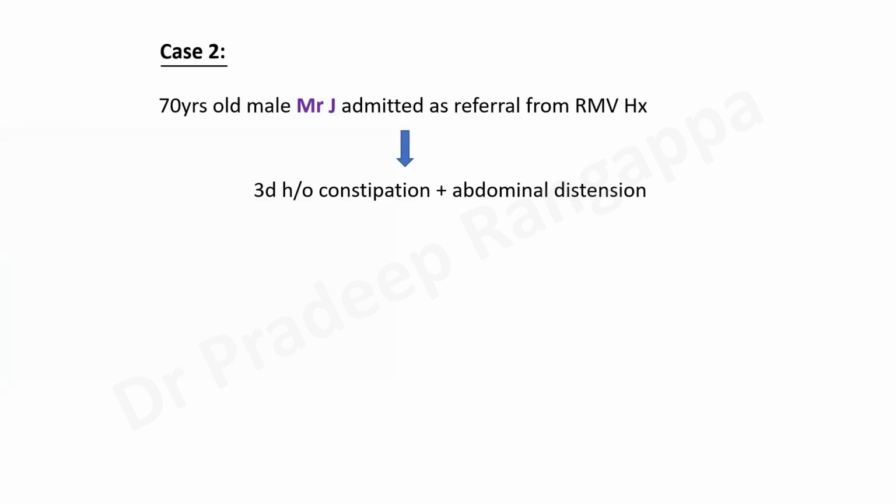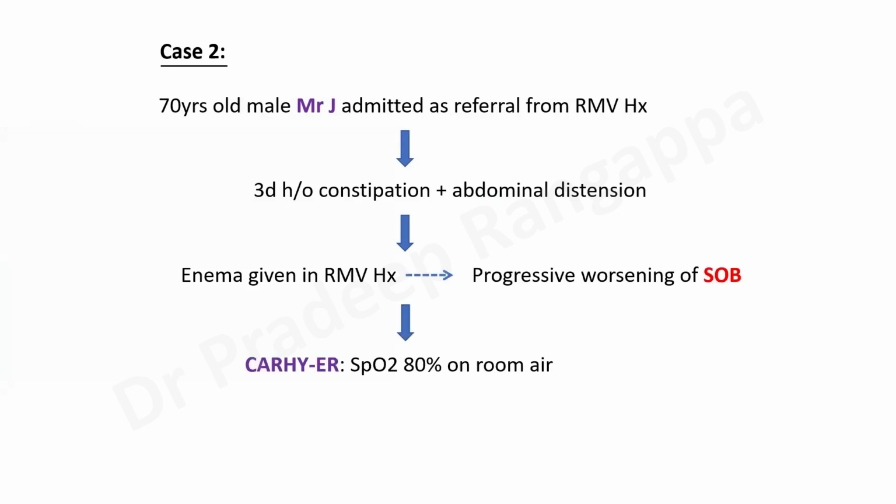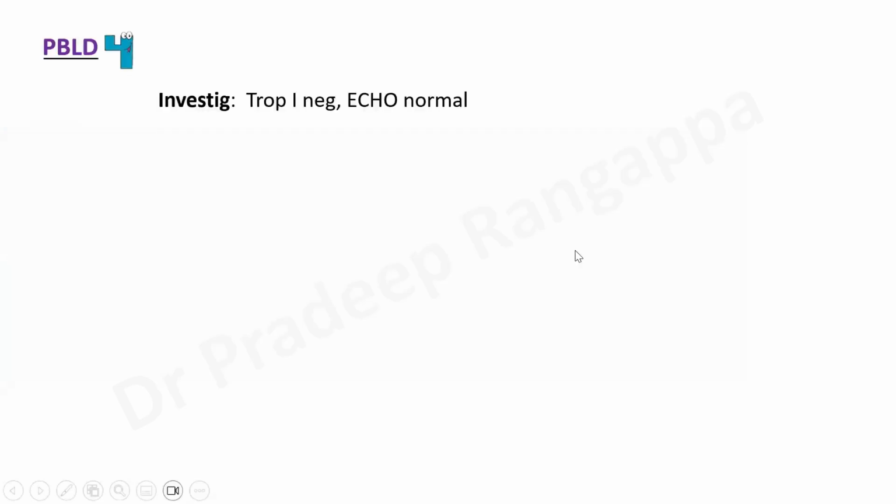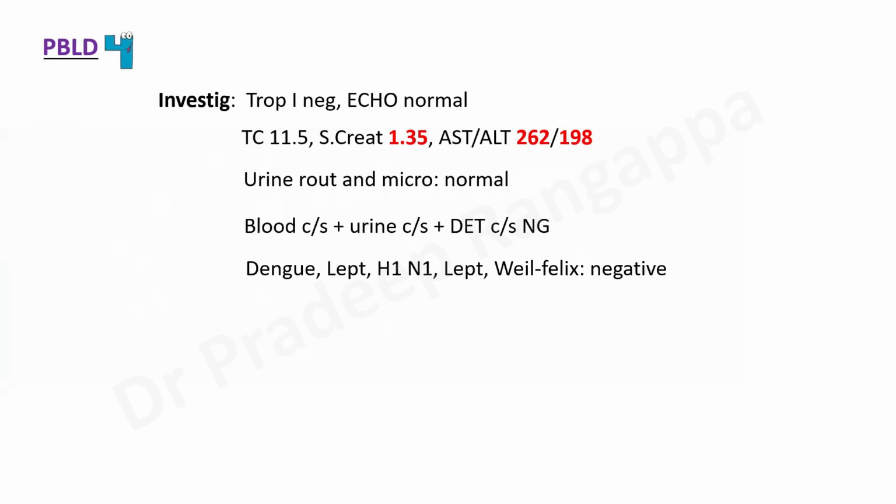So then we'll talk about the fourth one, which is a 70-year-old male admitted as a referral from another hospital who came with abdominal symptoms. And I'll just run through it. Progressive worsening of shortness of breath, came to our hospital with saturation of 80% on room air. And this was the X-ray where you see a lot of alveolar infiltrates in the lung. So investigations were done. Troponin was negative, echo was normal. He had a multi-organ dysfunction: creatinine borderline, liver enzymes slightly high, urine was normal, cultures were negative. All the infective workup was negative.